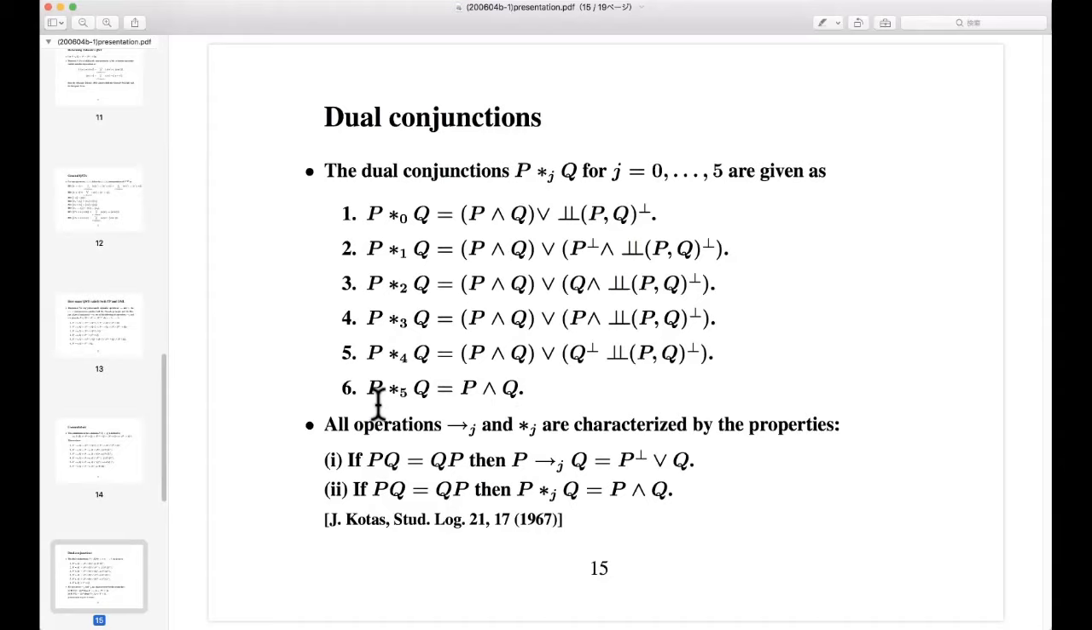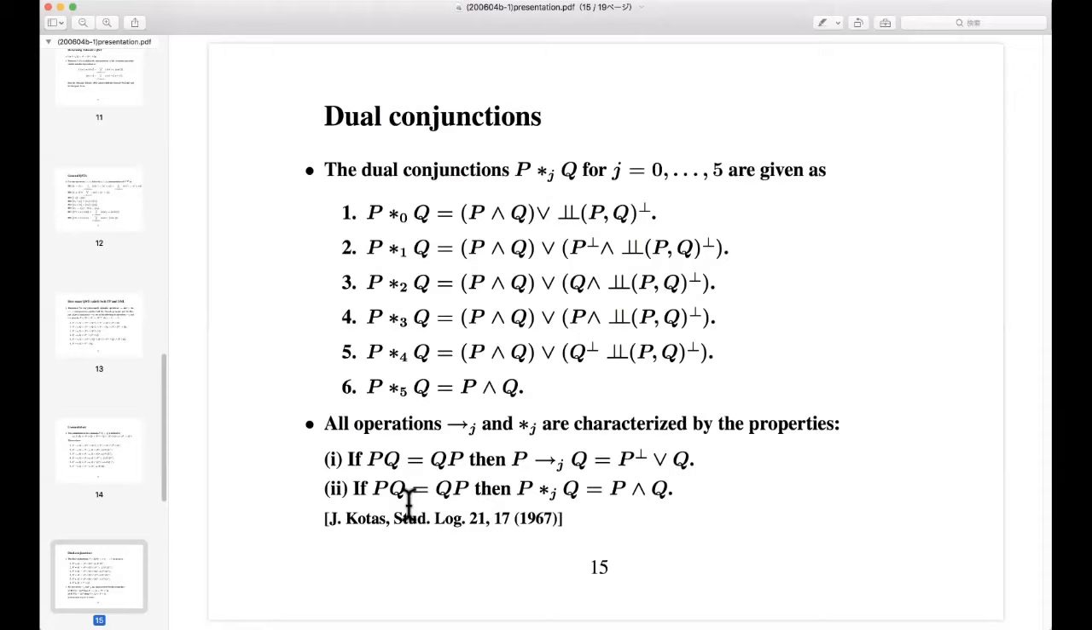All the operations arrow_j and star_j are characterized by the following properties. If P and Q are commuting, then all of these operations satisfy P arrow_j Q is equal to non-P or Q. So those operations, if restricted to commuting elements, are just the classical implication. And conversely, all the polynomially definable operations which satisfy this property are just these six operations.